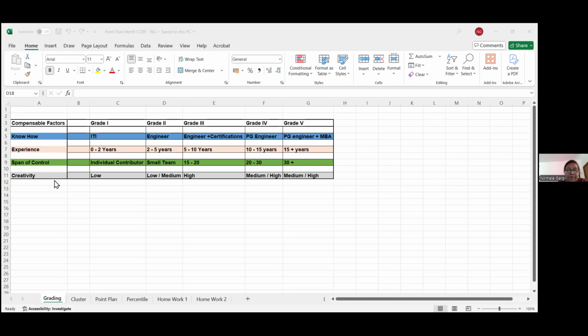Then it has 5 compensable factors. That's the second one. Now, the third, you need to write grade descriptions for know-how at grade 1, know-how at grade 2, know-how at grade 3. So how do you know that? You have to study the jobs, etc., and then get a little understanding and say, hey, the lowest job will have this, the higher job will have this. For example, in span of control, at grade 1, he is just an individual contributor. At grade 2, a small team. At grade 3, 15 to 20 people.